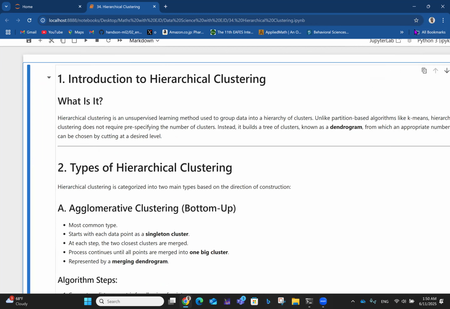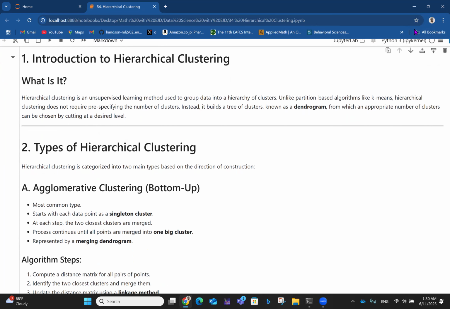So, introduction to hierarchical clustering. It is an unsupervised learning method used to group data into a hierarchy of clusters. Unlike partition-based algorithms like k-means, hierarchical clustering does not require pre-specifying the number of clusters. Under k-means clustering, we needed to find a way of getting the number of clusters using things like the elbow method or the silhouette score to know the optimal number of clusters that we should get from each data set. But in the case of hierarchical clustering, that is not necessary.